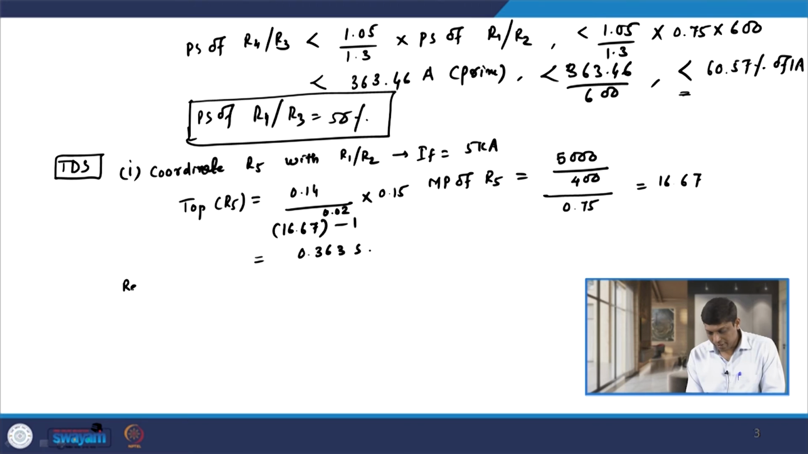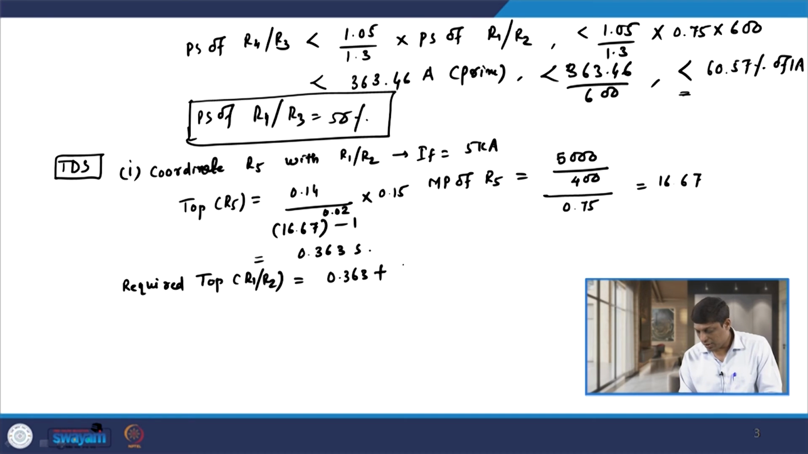So, required top of R1 oblique R2 is equal to 0.363 plus 0.25, that is the minimum coordination time between two successive relays R5 and R1 or R2. So, that comes out to be 0.613 second.